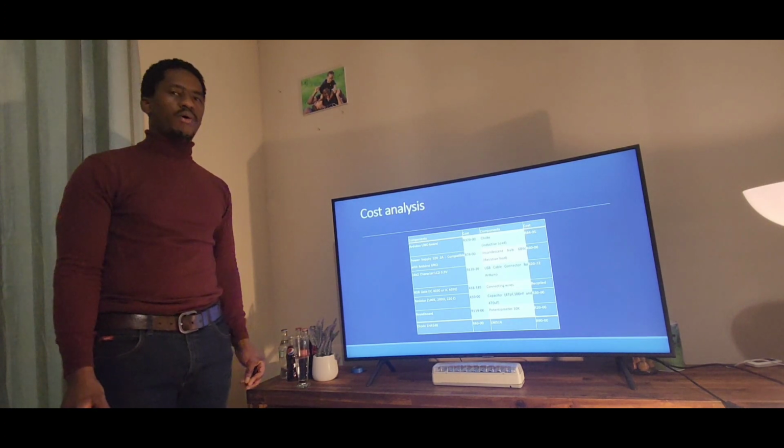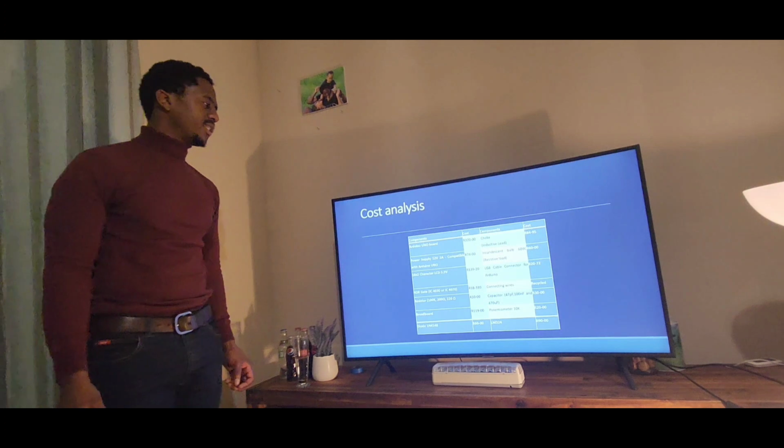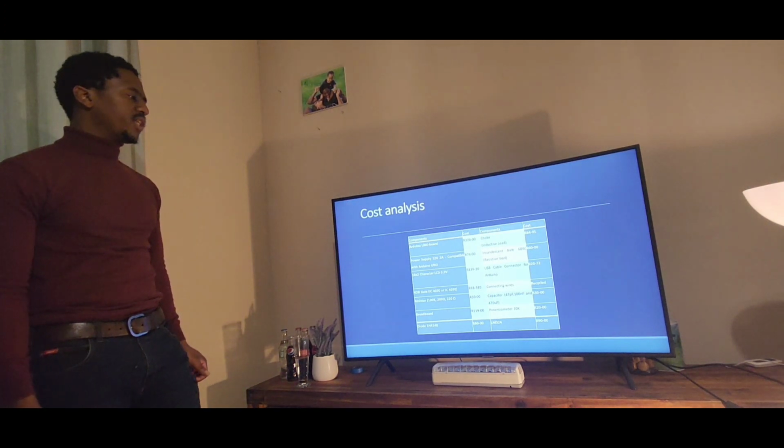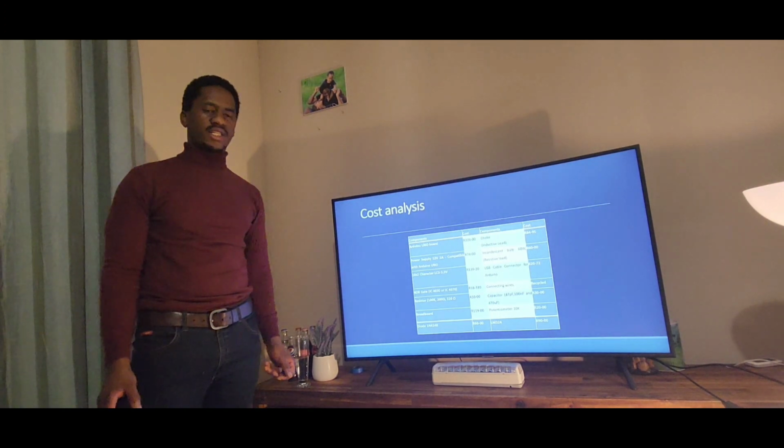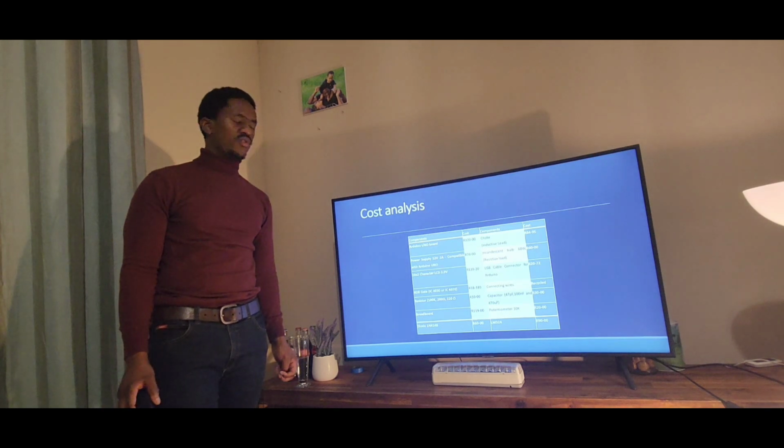Connecting wires, we're going to use recycled connecting wires. Capacitors 30 rand, potentiometer 10 kilo-ohm 20 rand, the LM324 90 rand.